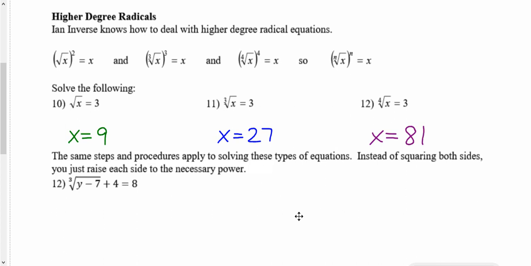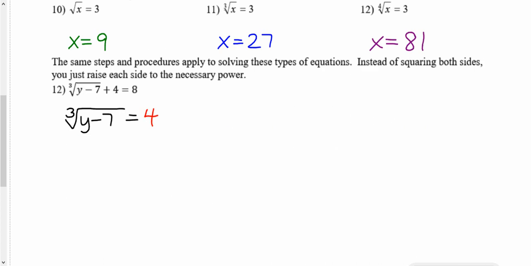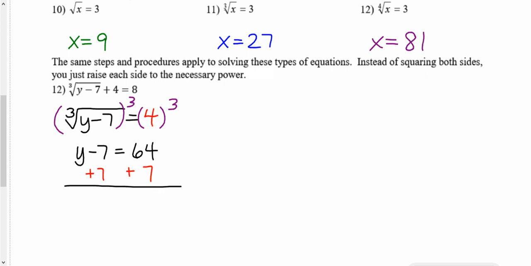All right. Same type of thing is going to happen if we have something like the cube root of y minus 7, plus 4 equals 8. I follow the same steps as I would for a square root, where I get the radical by itself first, and then I undo the radical. So first, I subtract 4 from both sides. Now that the cube root is by itself, I cube both sides to undo the cube root. 4 cubed is 64. Then to get the y by itself, I would add 7 to both sides. That gives me y equals 71.